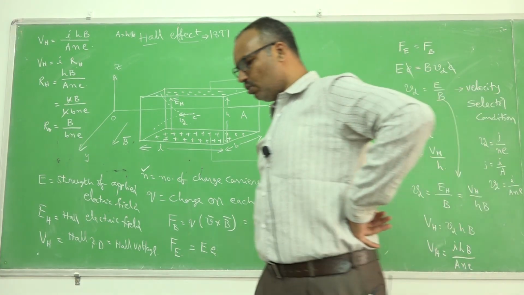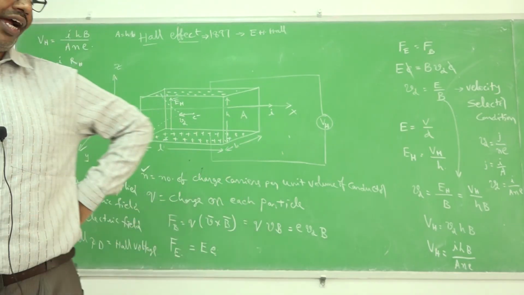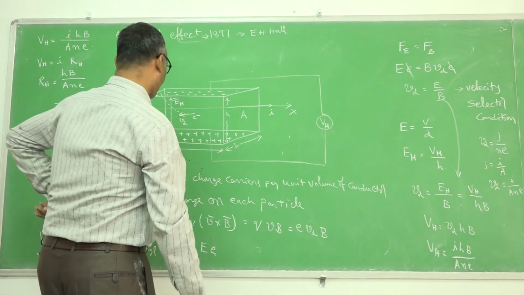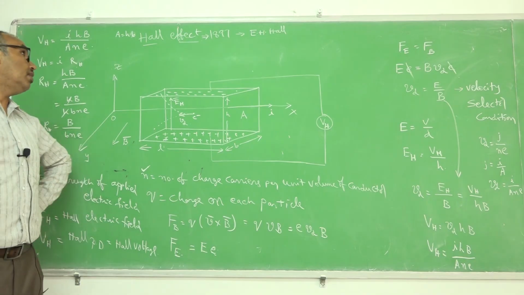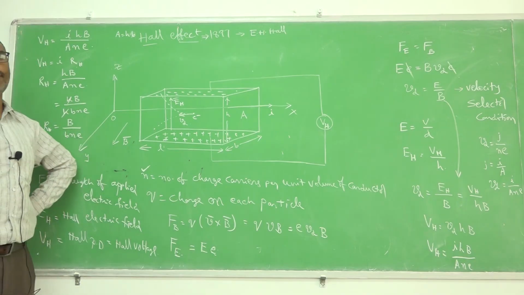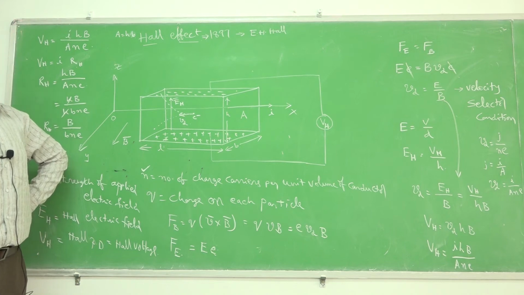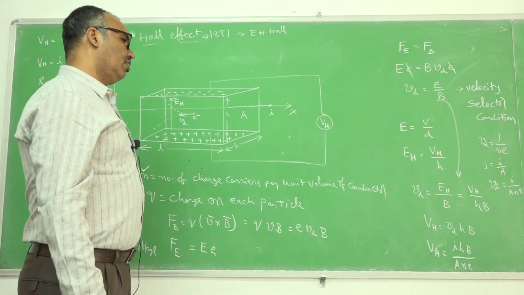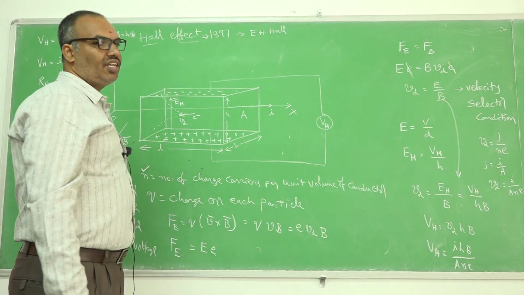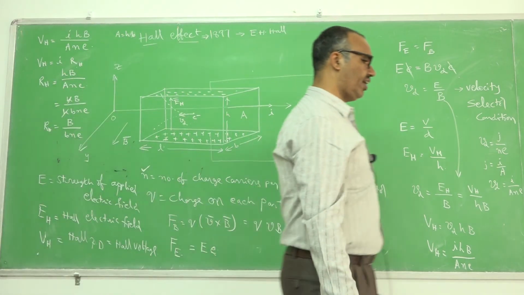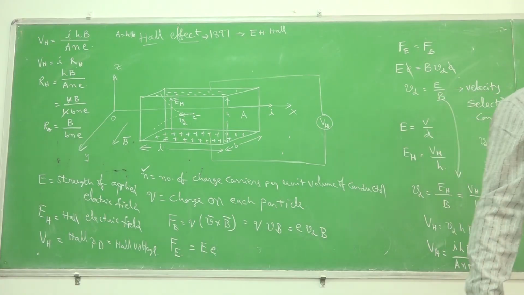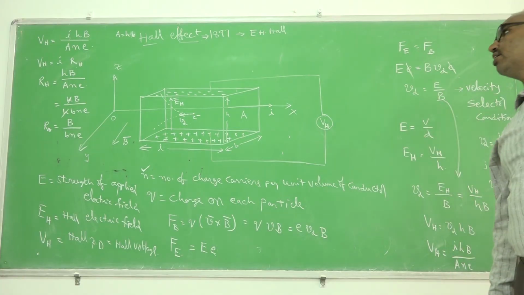So the main use of the Hall effect is to find the number of charge carriers available per unit volume in a given conductor by measuring Hall potential or Hall resistance. Similarly, nature of charge carriers can also be identified with the help of Hall effect. So these are the two major ideas behind the Hall effect.